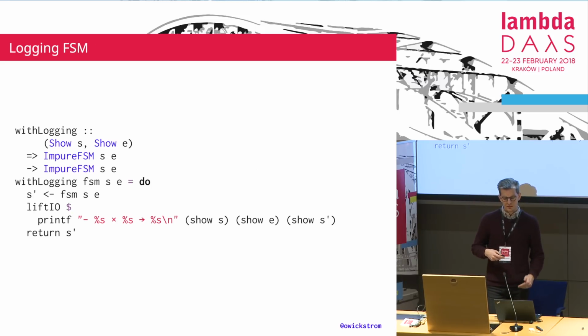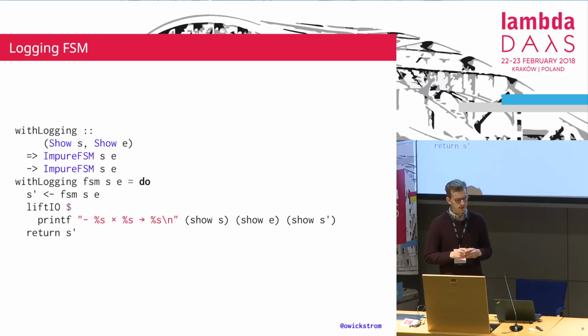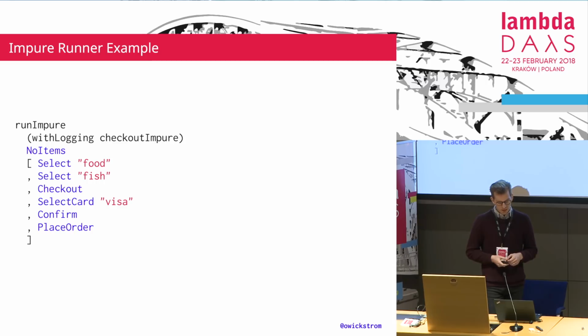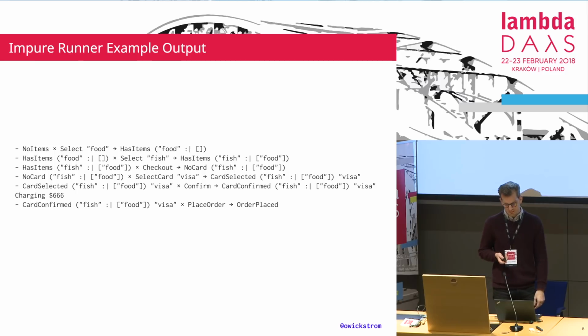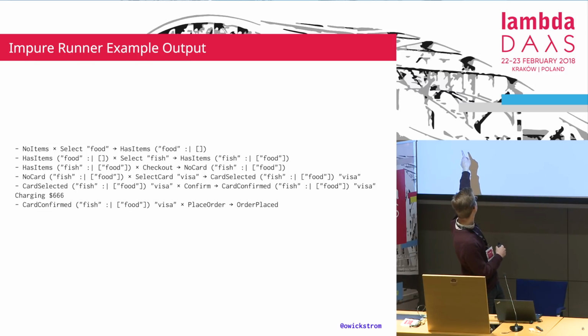We can easily decorate this thing with logging. So here I have an example which takes some impure FSM and returns another one, but where each transition is logged. When we run this, we will wrap it with logging, and we have the initial state, no items, and then a bunch of events. We will see this output. So we see each transition being logged, and then we have the interleaved effect on the second to last line.